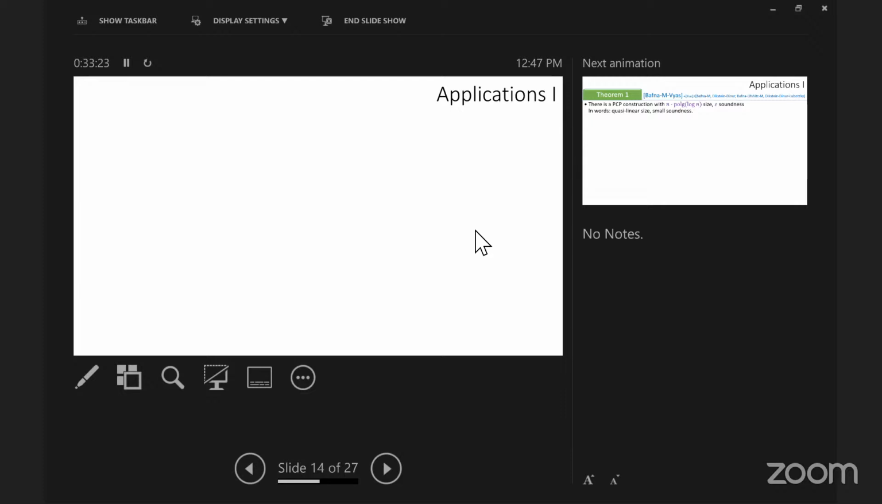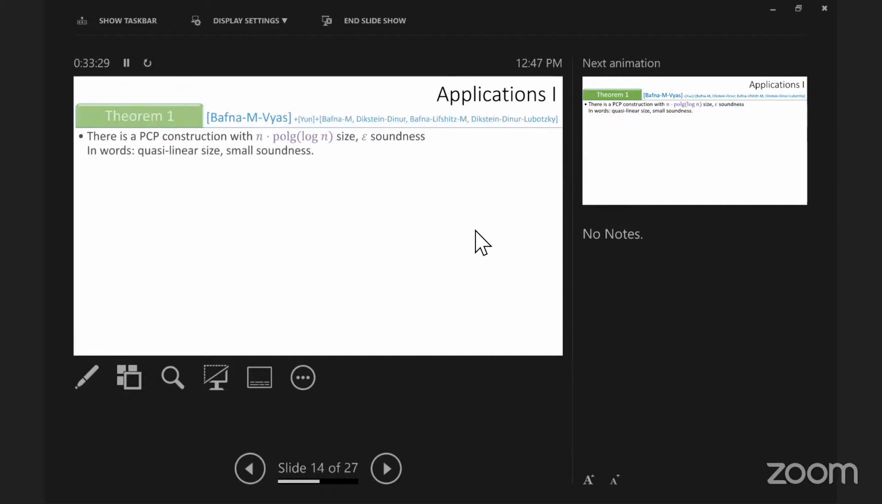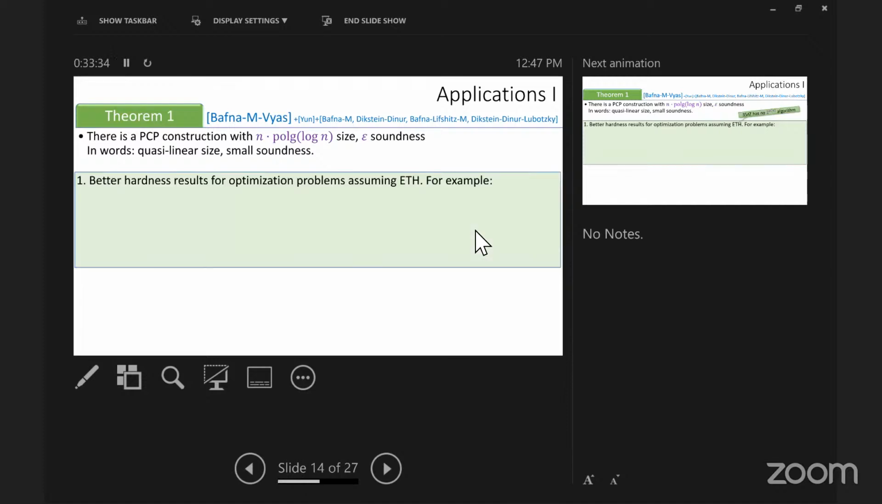I did promise you that each one of these parameters plays a role in different applications, so let me demonstrate it. This is theorem 1, and here are some applications. First, we get better hardness of approximation results, assuming the exponential time hypothesis. Here is one example.